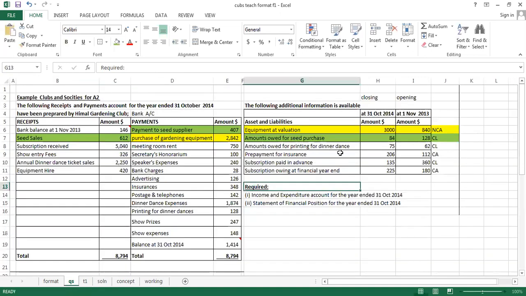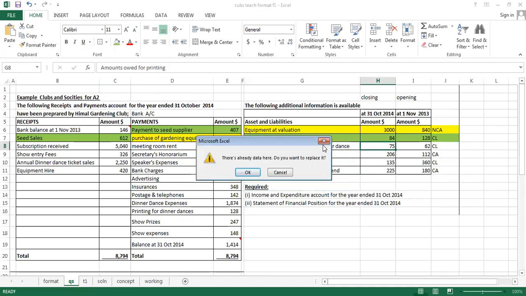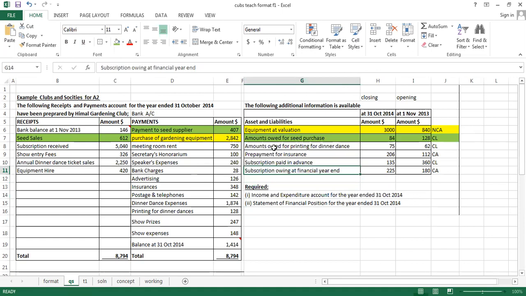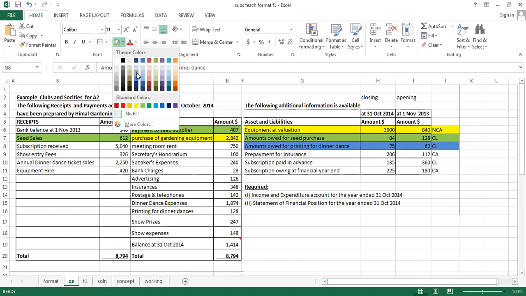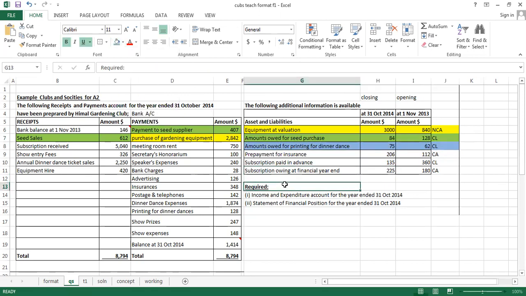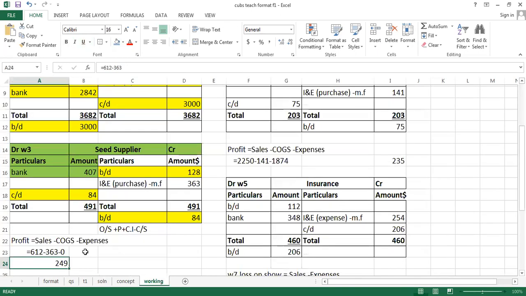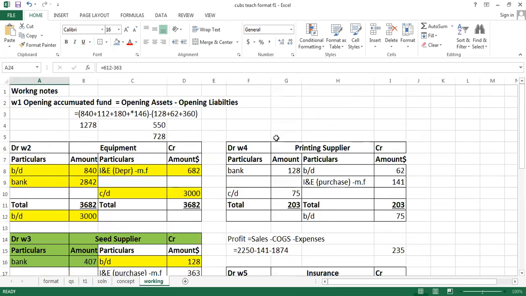We just did it for seed purchase. In the same way we are going to do it for the amount owed for printing for dinner dance. Notice that I am coloring it to show that this has been done. I will use different colors. Now the amount owed for printing for dinner dance is also a current liability. So you can say printing payables or printing supplies, no worries. So work note 3. Okay, it's up here. Printing supply, you can see there.